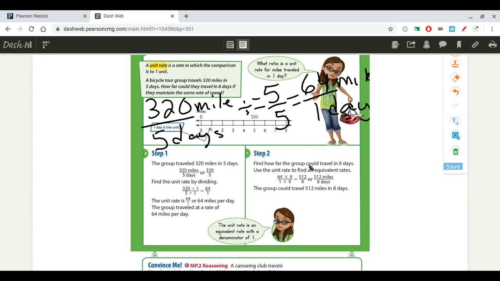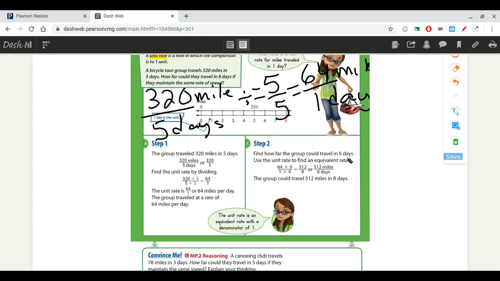Now I'm going to use that unit rate to find the equivalent rate. You'll notice here I take my unit rate of 64 miles per 1 day, and I'm going to multiply that by how many days I'm traveling, which is 8 days. And when I multiply, you'll see that we get 512 miles for 8 days. It's really important, remember, when we're using rate that we include our units of measurement.